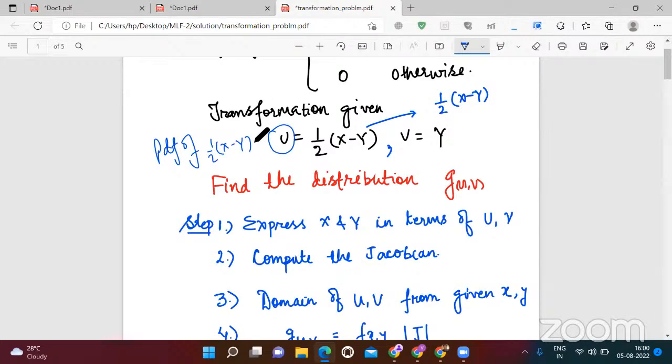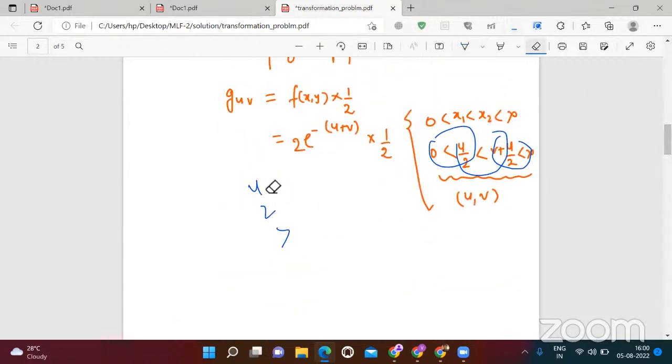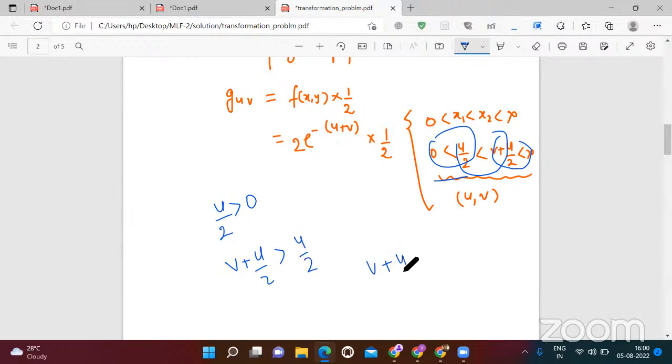Sir, can you just explain how you calculated the domain for the second problem? Okay, so for the second problem, what you can do is take 2 U by 2 greater than 0. And then what has been given? V plus U by 2 greater than U by 2, and V plus U by 2 less than infinity. So if you start solving from these three, you'll get the domain for U. Okay, thank you, sir.